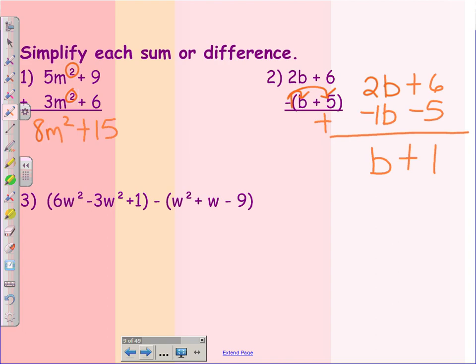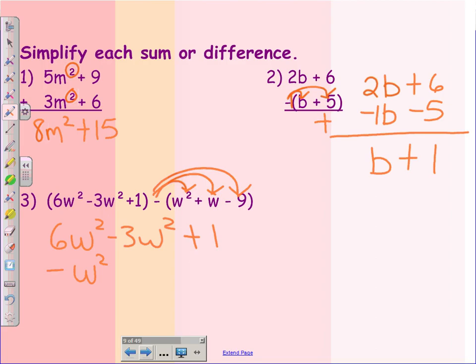On this example, the last example, number 3, I also am subtracting. If you want to just line up the terms, you can, but I know that I need to distribute negative to all of these terms. Remember, the distributive property is very generous. It wants to make sure that it's passed out to each of those terms. So I notice that this is 6w squared minus 3w squared plus 1. That's my first trinomial. And then I'm going to just line up these terms. I've got a negative w squared. So I'm going to line it up with its like term.